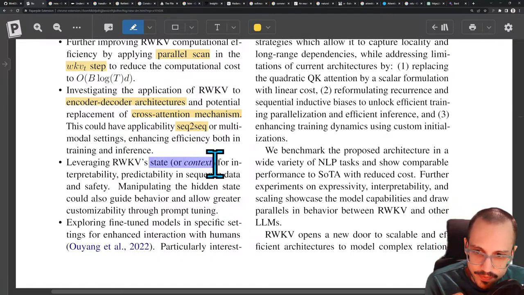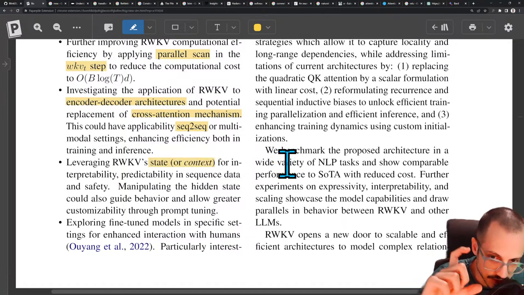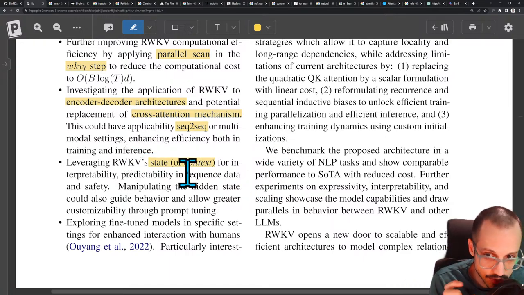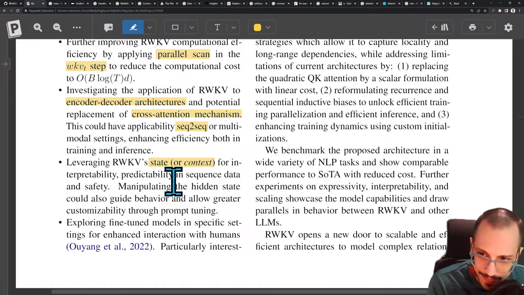So this is the little vector that gets passed from one step to the next step, right? The whole recurrent part of it is this little state or context. I sometimes call it the hidden state. But they're saying, what if you could look at that little vector and use it to have a better understanding of what exactly is happening, right?